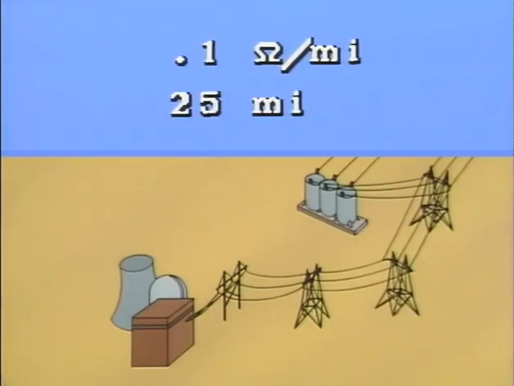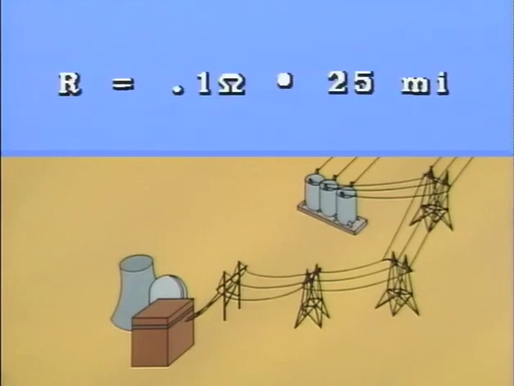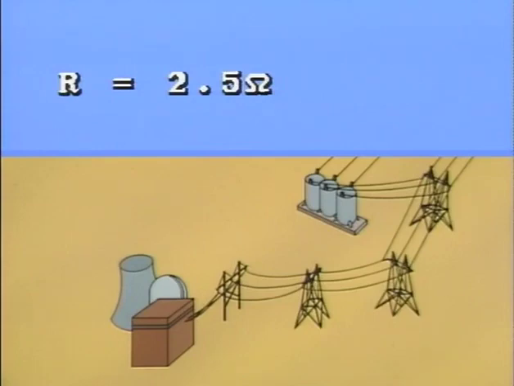Even though the designer doesn't have control over the length of the transmission line, the length still affects the line's resistance. For example, 0.1 ohm times 25 miles results in a total resistance of 2.5 ohms. So a transmission line that is 25 miles in length has half as much resistance as the same line that runs 50 miles.